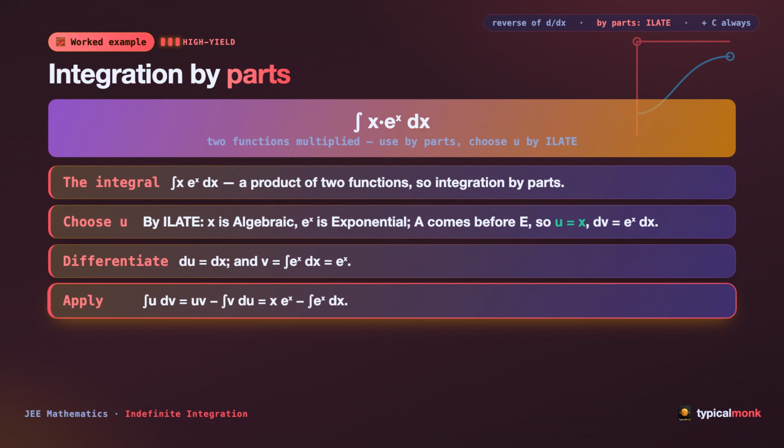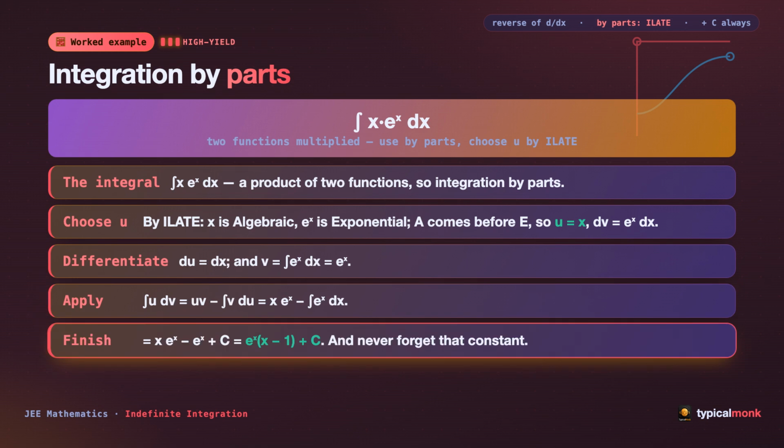Apply the formula. The integral of u dv equals uv minus the integral of v du, that is x e to the x minus the integral of e to the x dx. Finish. That is x e to the x minus e to the x plus c, which factors to e to the x times bracket x minus 1 plus c. And never forget that constant.